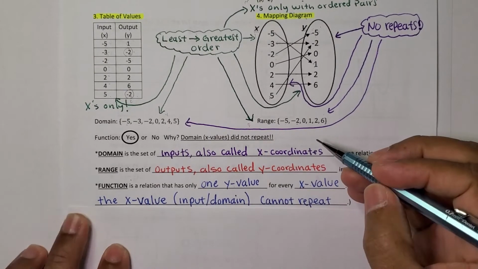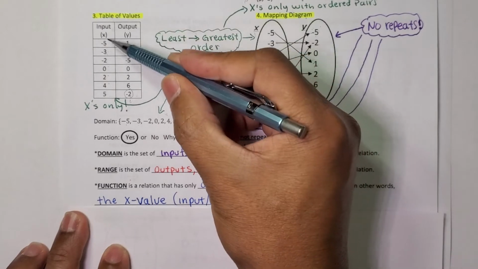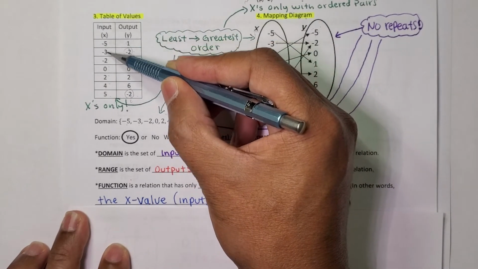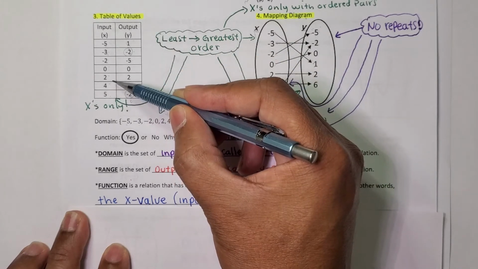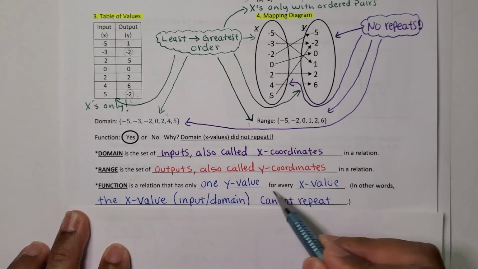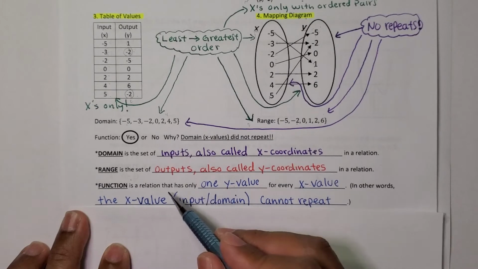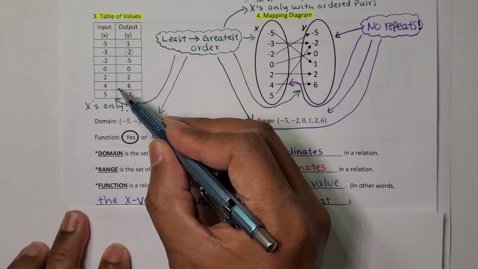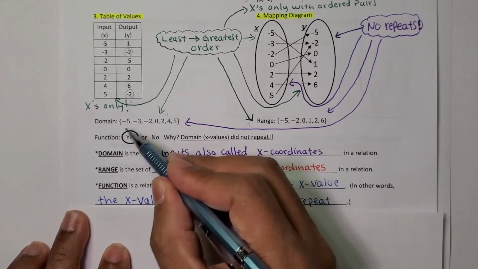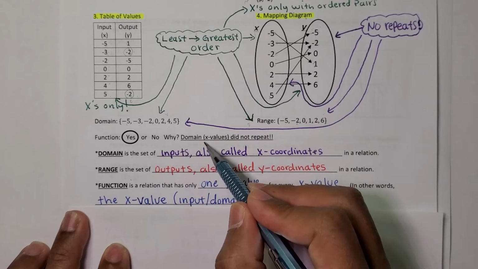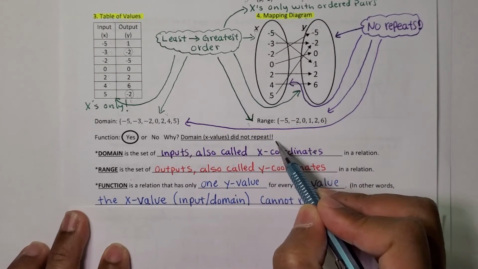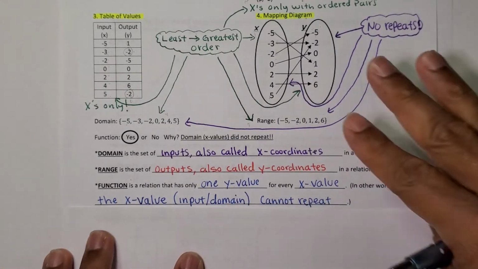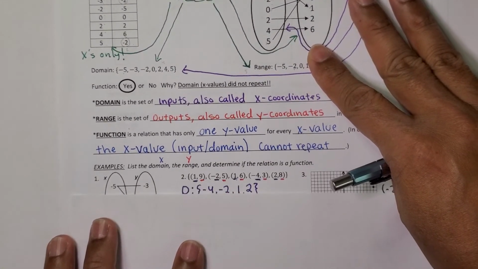Okay, so let's look at this table of values, for example. Notice that the X values are in order from least to greatest, okay? And no X value here repeats. So that meets the definition of a function, because it's only one Y value for every X value. Since we have that here, that no X values repeat, then we circle yes for this one. Why? Domain, which means the X values did not repeat. So that's why this relation is a function, okay? So let's continue on to the next part of the notes.